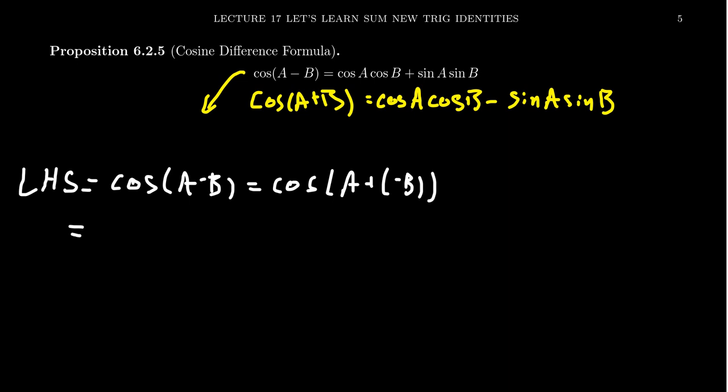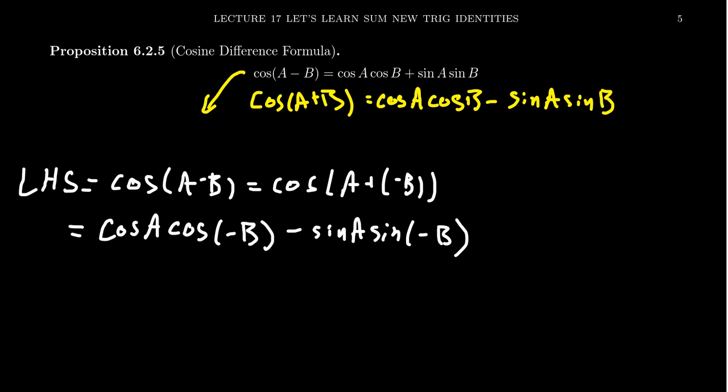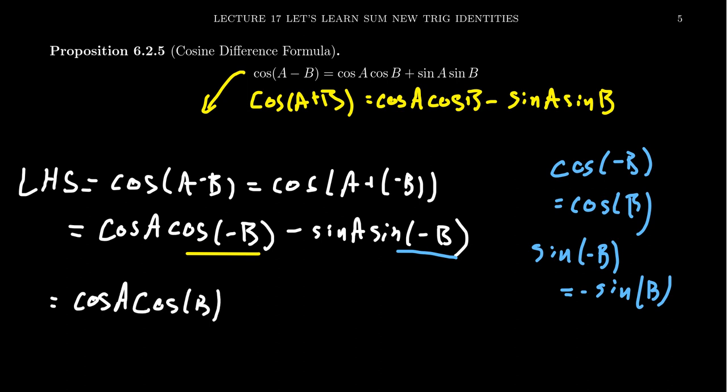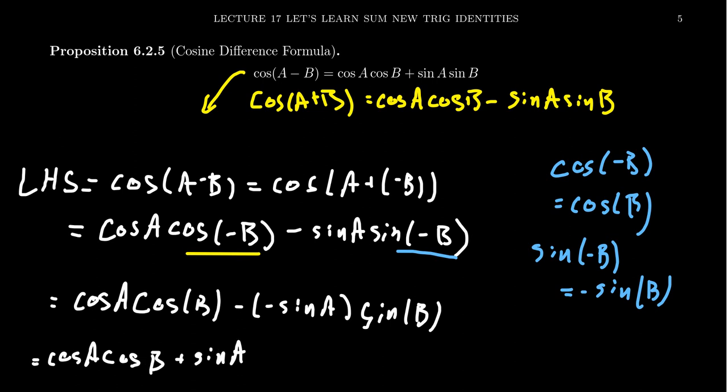Applying the angle sum identity, we then get cosine of A, cosine of negative B minus sine of A, and then sine of negative B, like so. Well, cosine's an even function, so cosine of negative B, like we talked about earlier, is actually just equal to cosine of B. But what about sine of negative B? Well, sine of negative B is just equal to negative sine of B. In which case, using the symmetry identities here, you're going to get cosine of A, cosine of B, just the negative sign disappears. And then you're going to get a negative sine of A times negative sine of B, excuse me. And so we see we have a double negative. So we get cosine of A, cosine of B, plus sine of A, sine of B, which is equal to the right-hand side and thus establishes the proof right there.